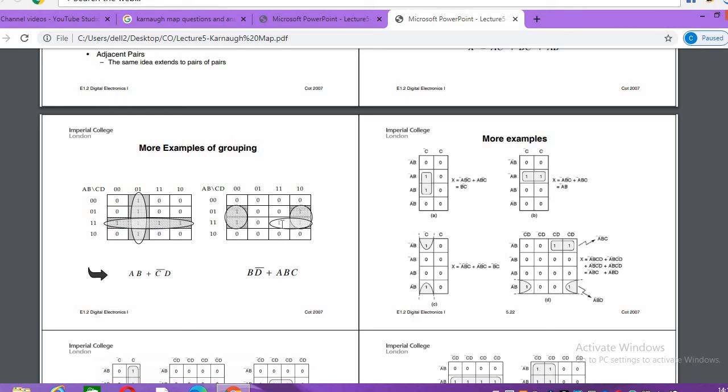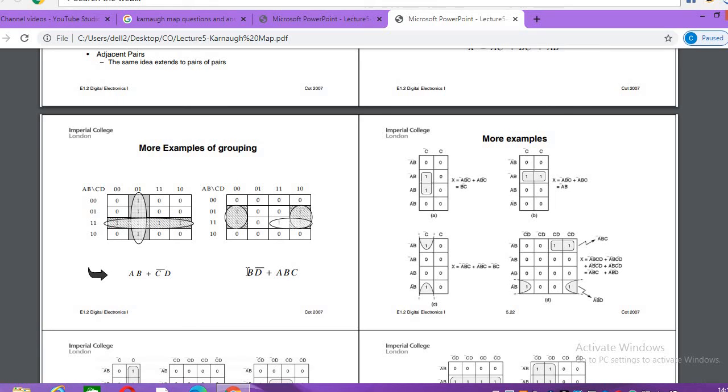Again I am telling, for these 2 ones, in this row, 1, 1 is common, and 1, 1 means AB. So AB is written here. And for these 2 columns, 1 is common. Here 1 is present, here 1 is present. So 1 means C. I can write here C. And how is BD prime derived?